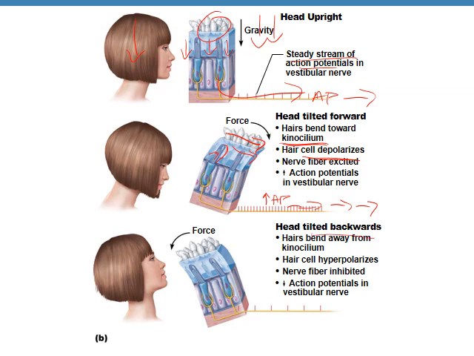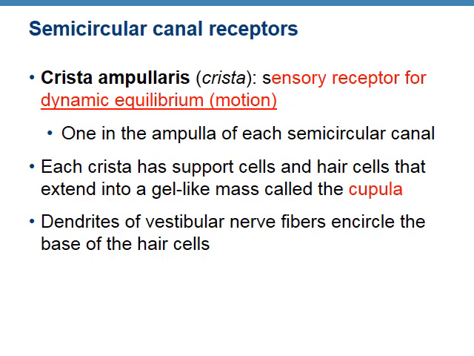What happens when we tilt our head back? Well, now the rocks shift the other way, the membrane shifts, and now the stereocilia are bending away from the kinocilia. Then you have hyperpolarization, the nerve fiber is inhibited, and you have a decrease in action potentials. So this is how your brain can interpret how many action potential messages are being generated by your vestibular nerve, which will tell it the position of your head. Now we're moving on to angular motion.